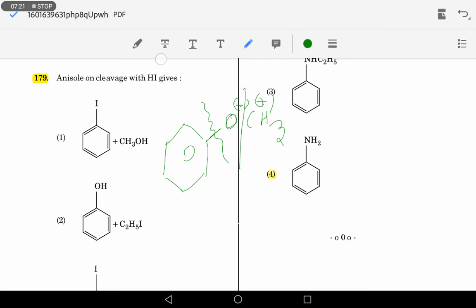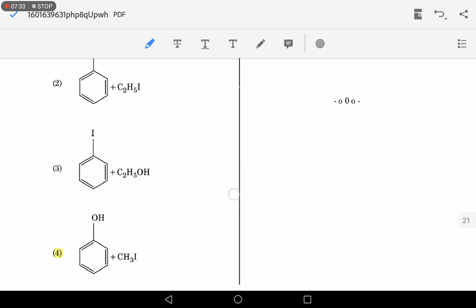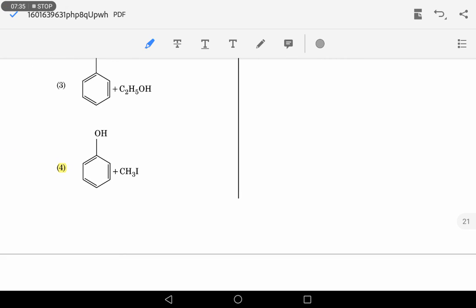After that, HI cleaves as H plus and I minus. Negative moves towards positive and positive moves towards negative. Hence, it forms phenol and methyl iodide. And that's the answer. Thank you.